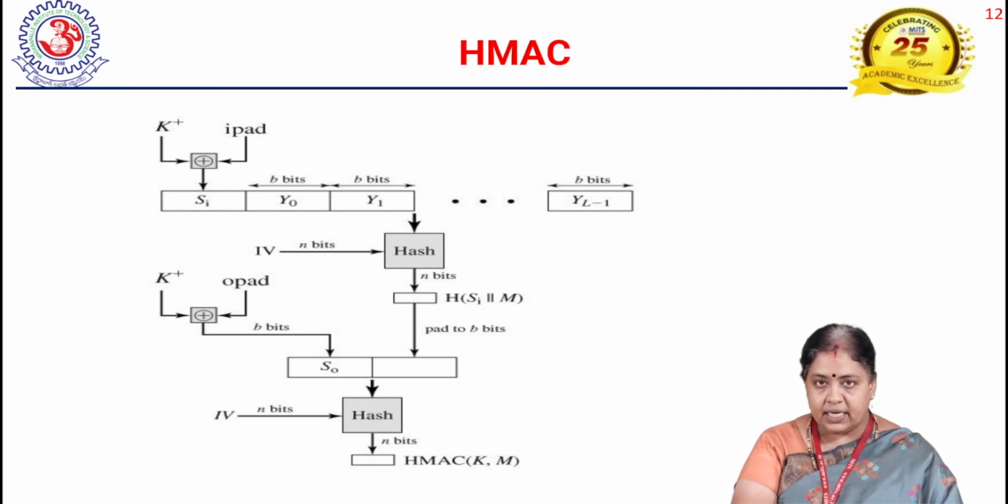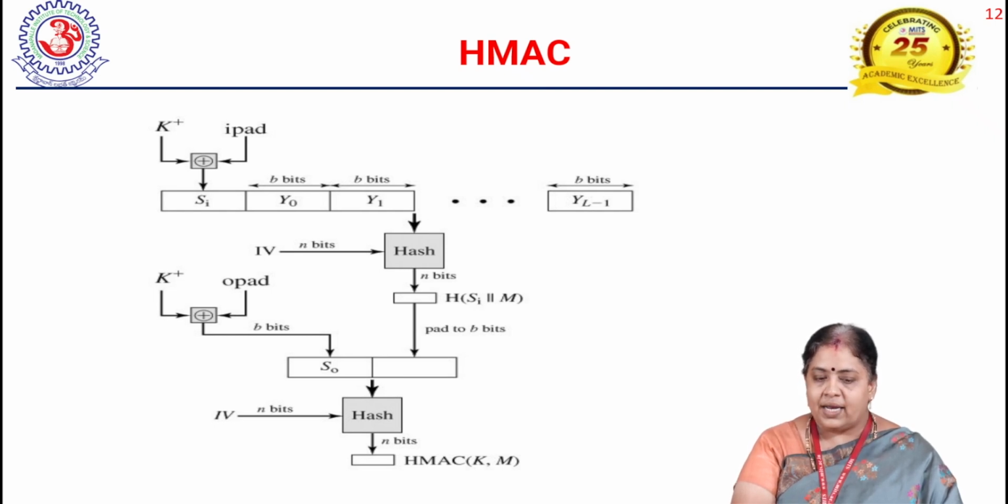This secret key has to be padded with zeros so that it is equal to the block size. According to the hash algorithm, the message has to be divided into equal size blocks. So the key should be equal to the block size. Then this iPad is also equal to the block size. This iPad is generated, that we already discussed, the repetition of 0x36 hexadecimal. So it is a constant.